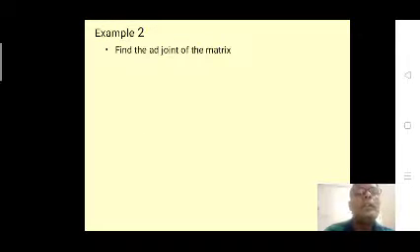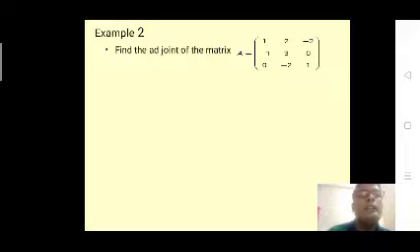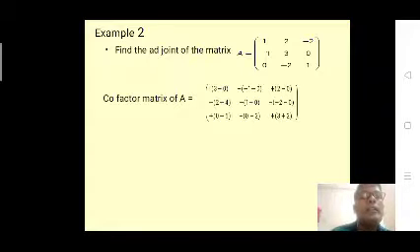Find the adjoint of the matrix A equal to [1 2 -2; -1 3 0; 0 -2 1]. First the cofactor matrix of A. How to write this one? 3 minus 0, minus of minus 1 minus 0, plus 2 minus 0; minus symbol, we have to take 2 minus 4; plus symbol, we have to take 1 minus 0; minus symbol, we have to take minus 2 minus 0; plus symbol, we have to take 0 plus 6; minus symbol, we have to take 0 minus 2; plus symbol, 3 plus 2. We get [3 1 2; 2 1 2; 6 2 5].